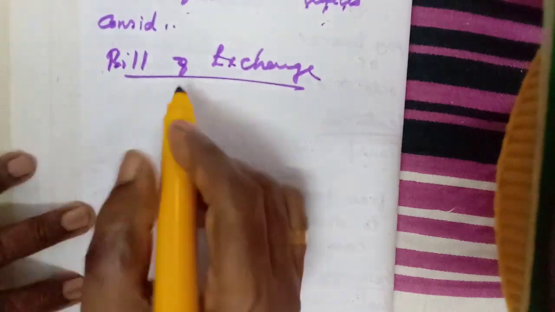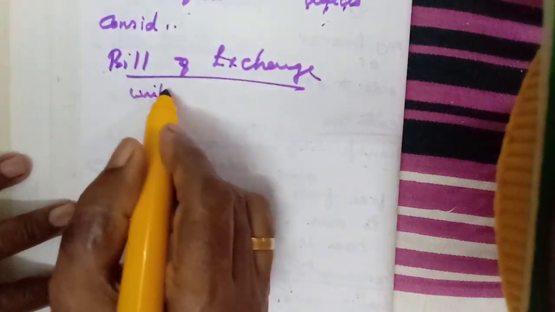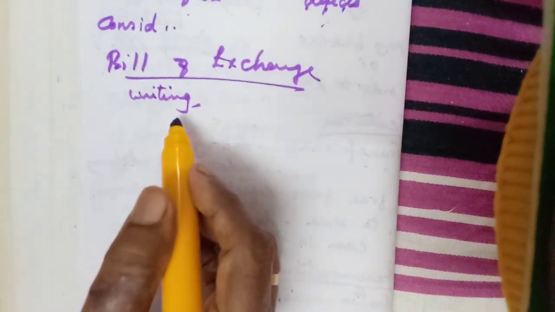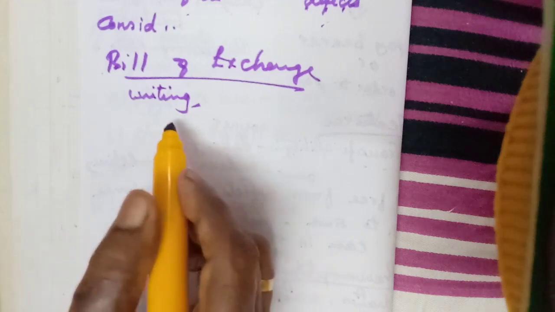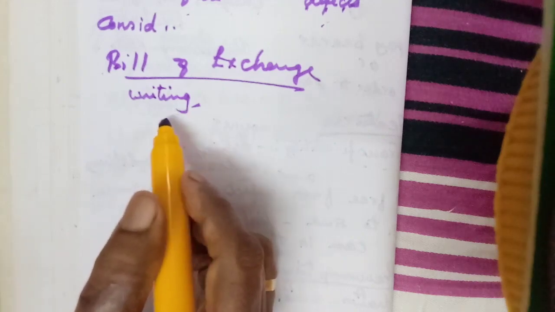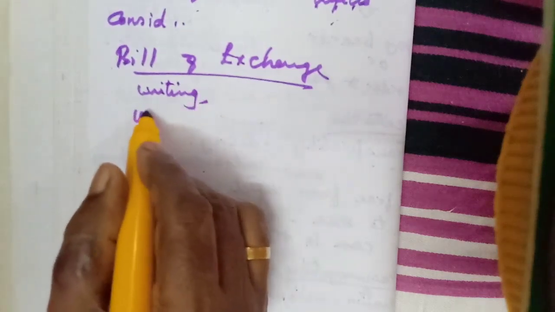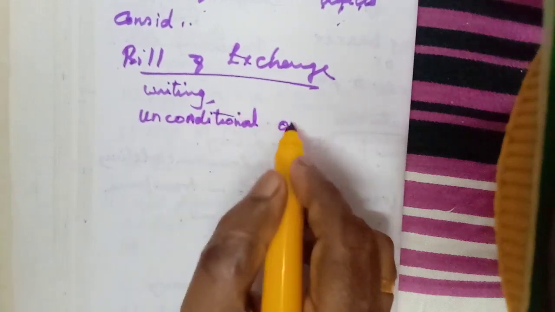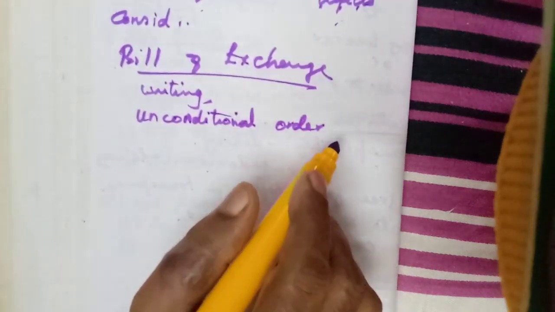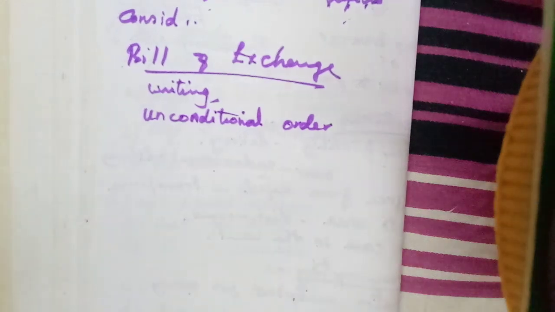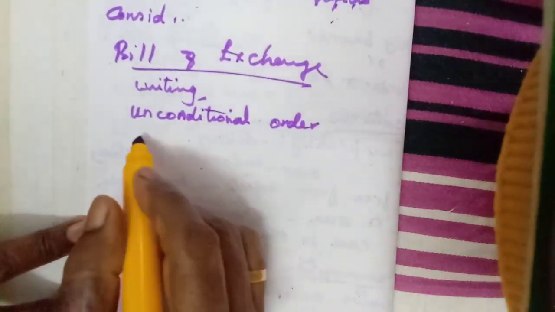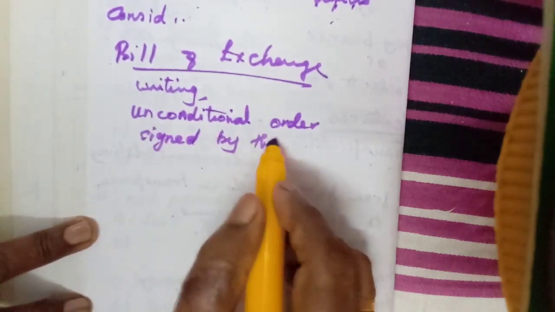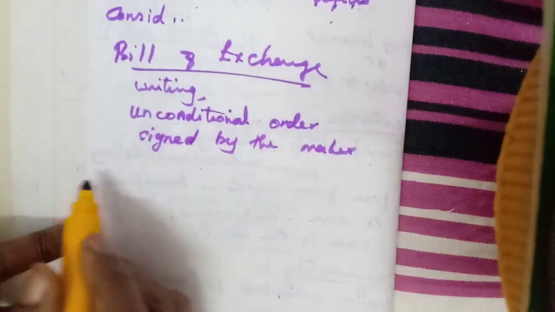So a bill of exchange also is a document in writing, because all these negotiable instruments have many characters of similar nature. Every document will be in writing only, and it will have an unconditional order. The same will be the features, the characters you can write. It has an unconditional order, and it will be signed by the maker. The same we have learned already, isn't it? It will be signed by the maker.